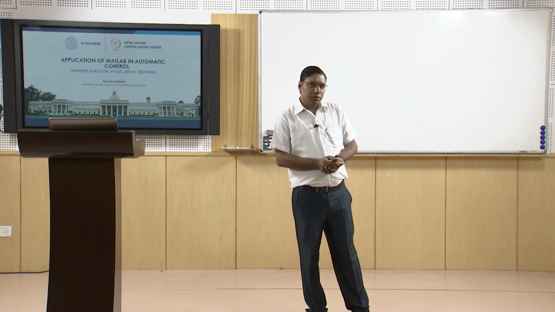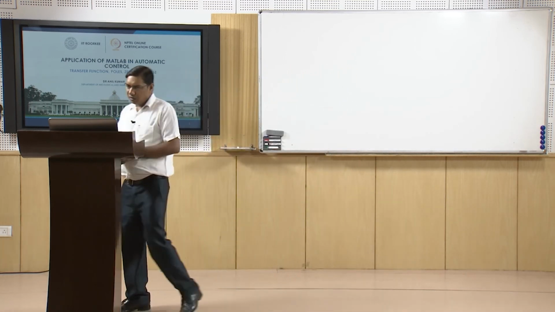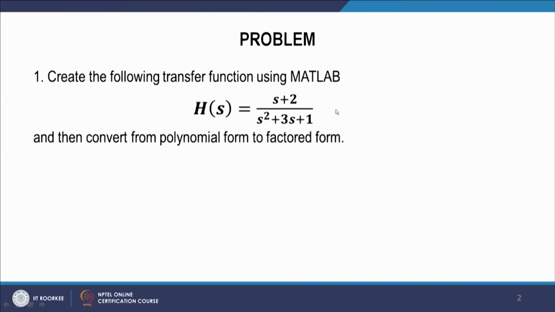Let's take the first problem: create the following transfer function using MATLAB and then convert from polynomial form to factored form. Here the transfer function is s plus 2 by s square plus 3s plus 1. Factored form means factoring; the numerator is already factored, but the denominator has two roots, so we can factor it into two. That is the factored form.